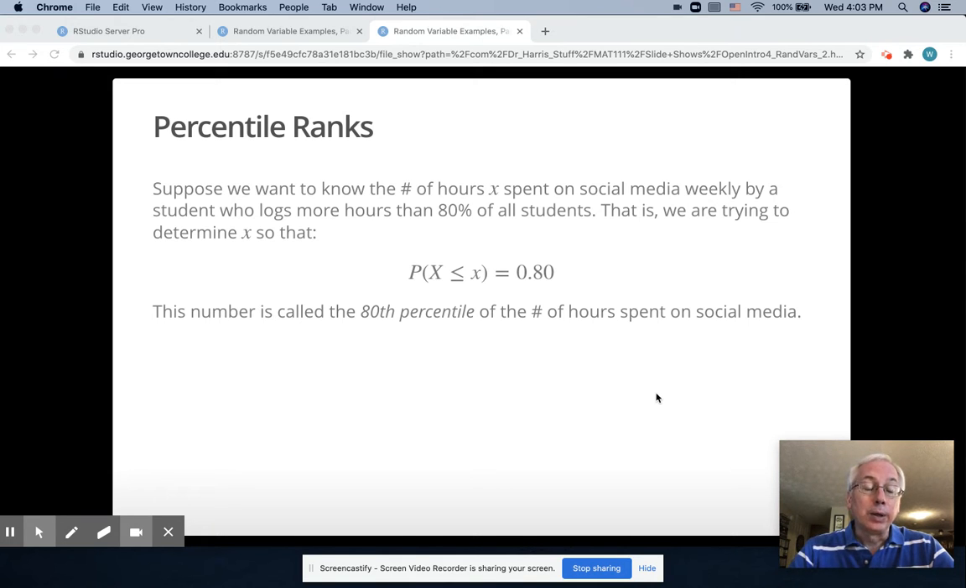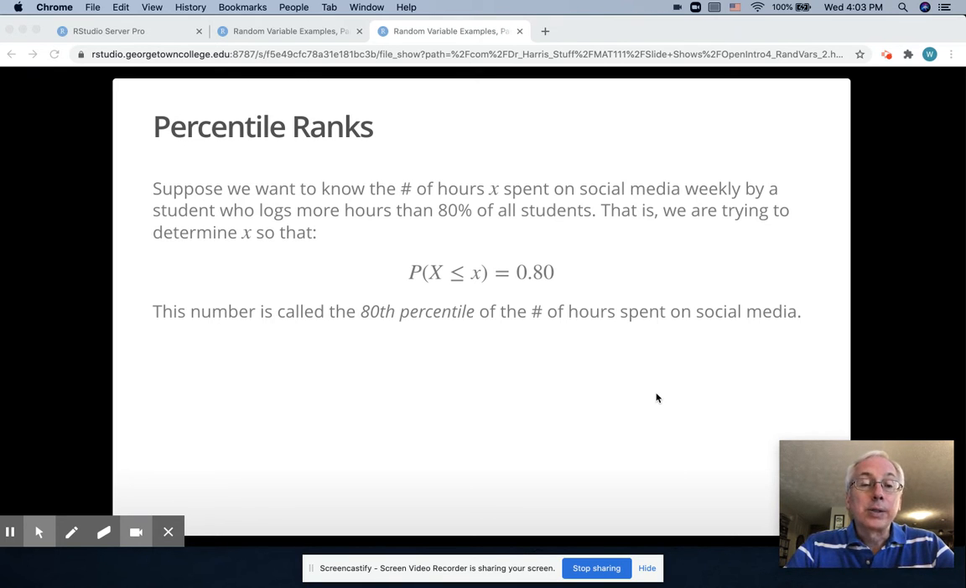So if somebody scores on a test at the 90th percentile, that means their score beats 90% of all the individuals, and 10% of the scores by people in the population were higher than that. So just to remind you what a percentile is.